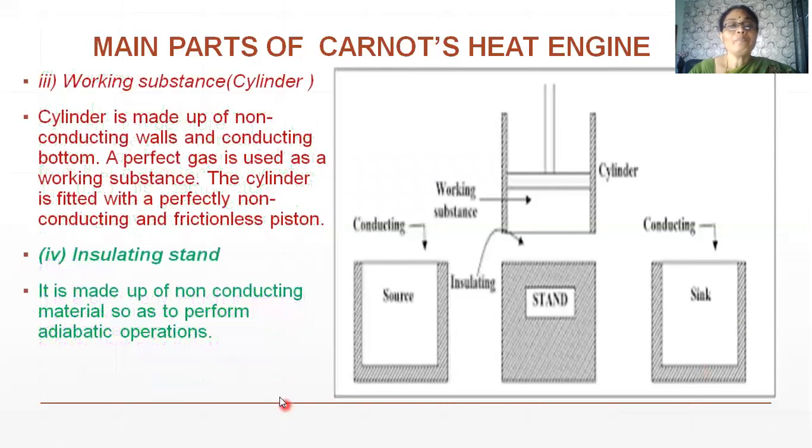Next comes the third important part of Carnot's ideal heat engine, which is known as working substance. Generally, ideal gas is taken as the working substance. It is generally taken in a cylindrical vessel which is fitted with a frictionless non-conducting piston. The two sides of this cylindrical vessel are made up of non-conducting walls. Lower portion, that is the bottom portion, is conducting.